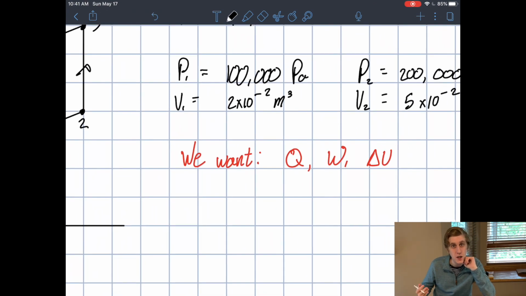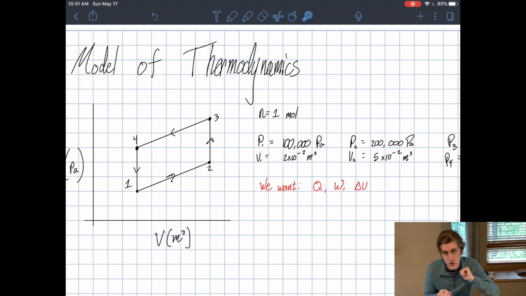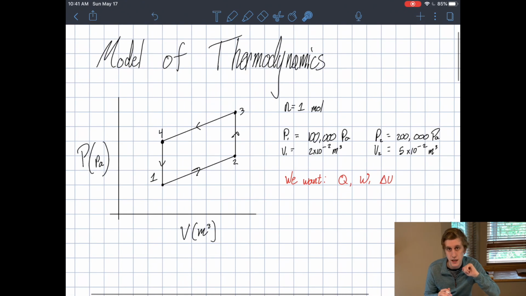How much heat do we have to add or subtract from the system? How much work has to be done on or by the system? And what is the change in internal energy? In this example, we're going to actually start with the change in internal energy. It turns out that for processes that go in a cycle, in other words, processes that start and end at the same place, the change in internal energy is incredibly simple to find.